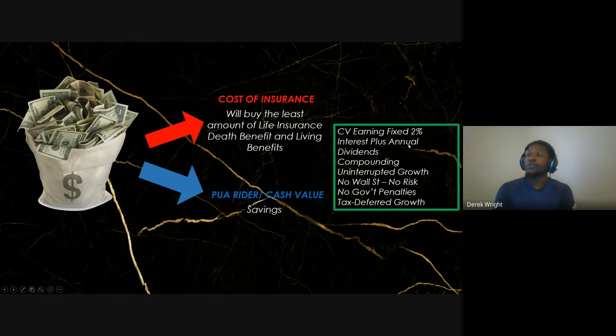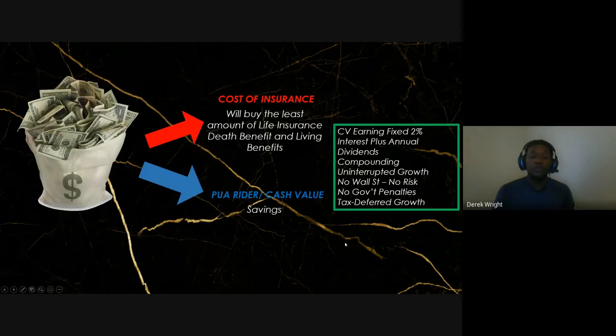And also this includes annual dividends as well. The businesses that I do business with are A rated or higher for their financial strength. So essentially that's not a guarantee, I can't say guarantee, but it's going to give you a high probability of getting dividends. Compound uninterrupted growth, I'm going to go over how that works in a second. And last but not least, there are no Wall Street fees.